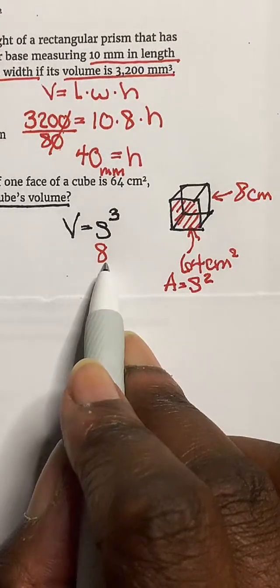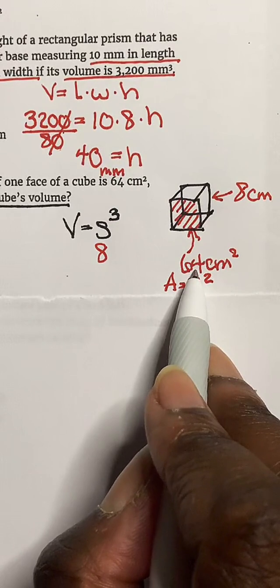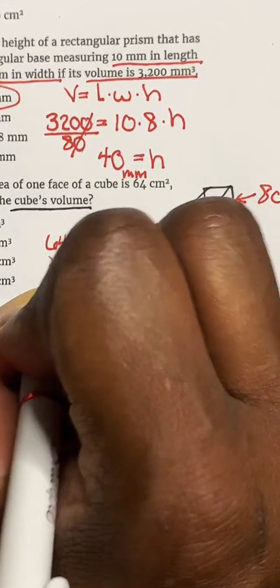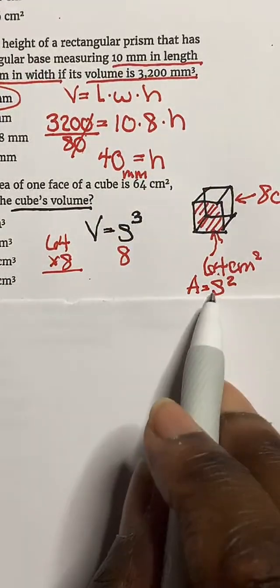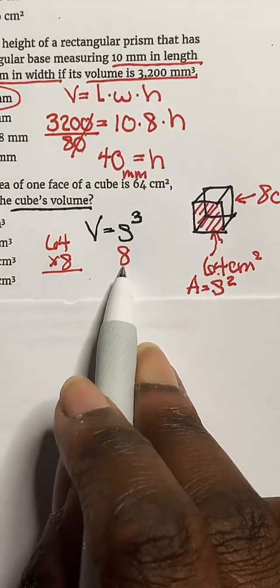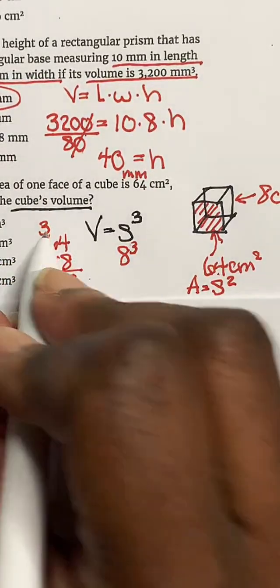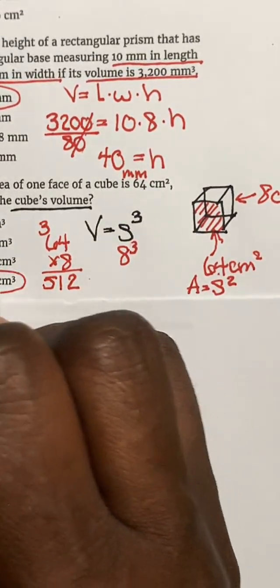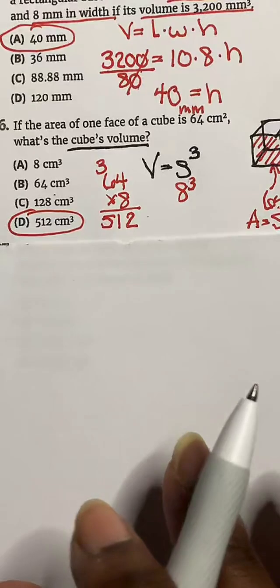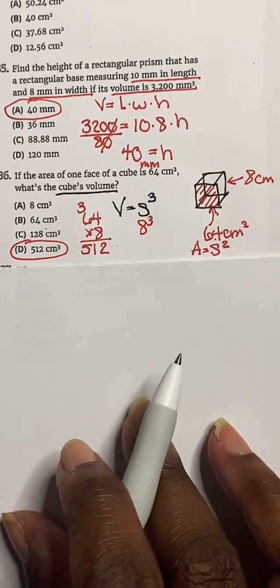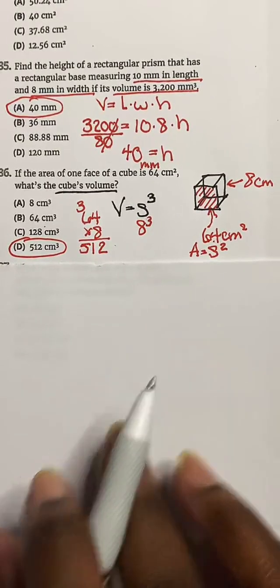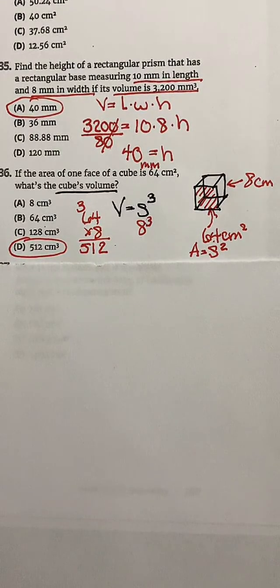So now I just have to multiply this 64 by another 8. 8 times 8 times 8, we already know 2 of them is 64. We just need to multiply one more 8. So 8 times 4 is 32, carry the 3. 6 times 8 is 48, plus 3 gives me 51. So my answer is going to be D, 512.